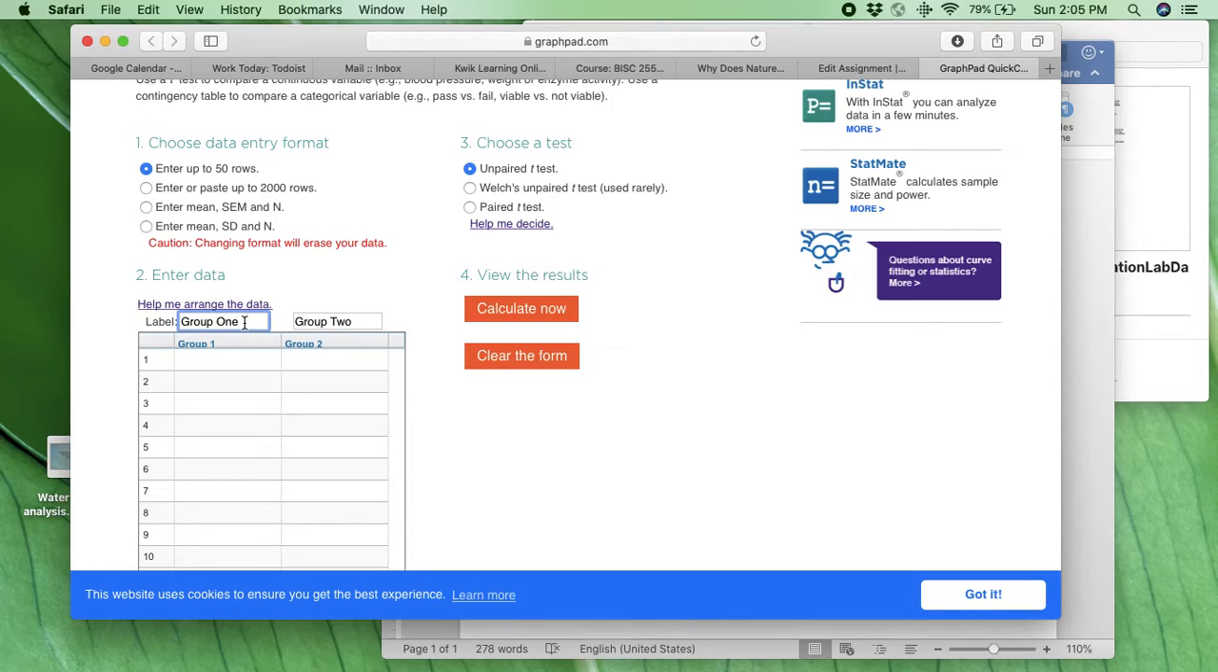I'm going to give you a different example that I'm just going to make up here real quick. Let's say we're going to look at the length of male and female lizards of the same species. And I'm just going to put in some numbers. Okay, so these are all the length measurements I took for male lizards, and these are all the lengths I took for female lizards, and then all you do is hit calculate now.